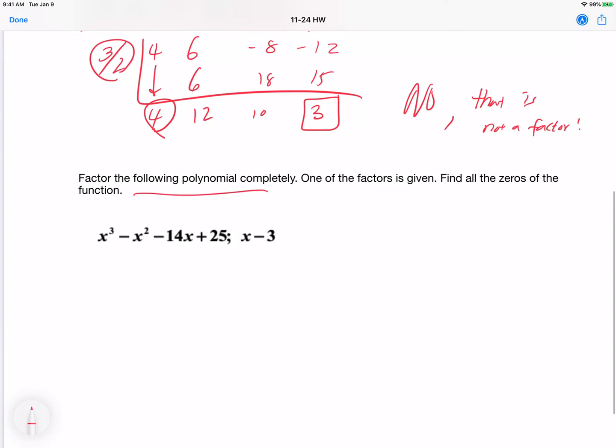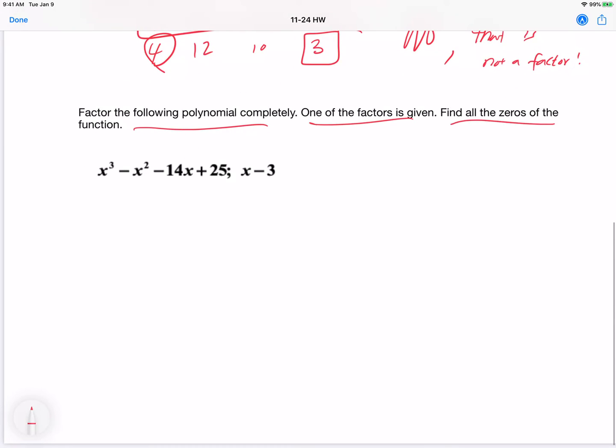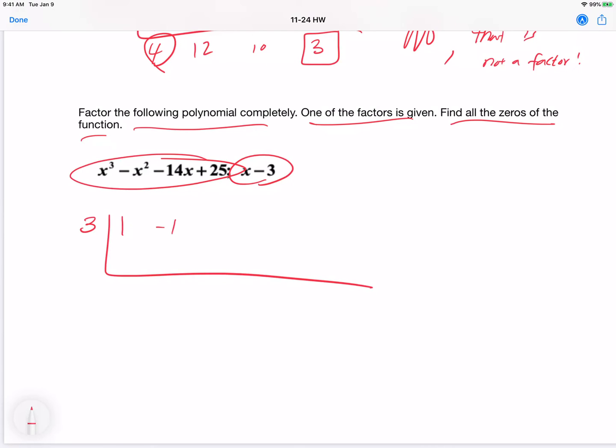Okay, factor the following polynomials completely. One of the factors is given. Find all the zeros of the function. Now, I believe what I told you yesterday was that I made a small mistake here because once you find out that this is a factor, it's a 3, but you use synthetic division. 1, negative 4, 25. Bring down the 1, 3, 2, 6, negative 8, and that becomes negative 24. So find all the zeros of the function. Well, this cannot happen because this is not a positive 24.